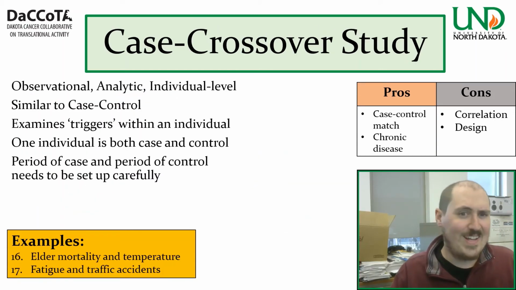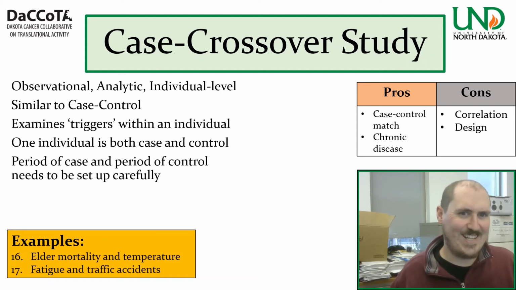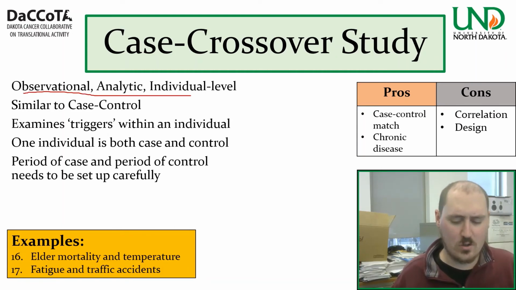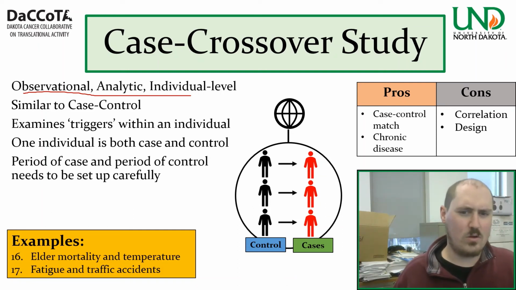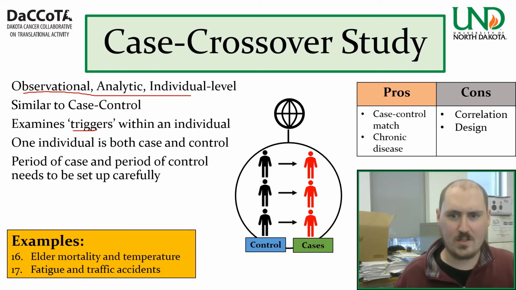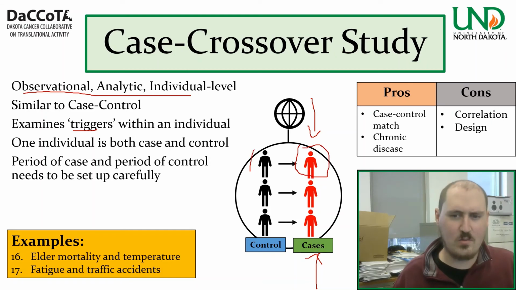So now we're going to talk about a closely related study design called a case-crossover study. Again, observational, analytic, individual. It's very similar to case-control, but instead of having two different groups, case and control, your cases are your controls, the same individual. So it's more about looking at triggers within an individual. One individual, like this one here, is both the case and control. So maybe you're still doing it at one time point, like you start here, and you look, okay, this person has the case. Well, let's look back to see when before they had it, and examine the difference between the two.